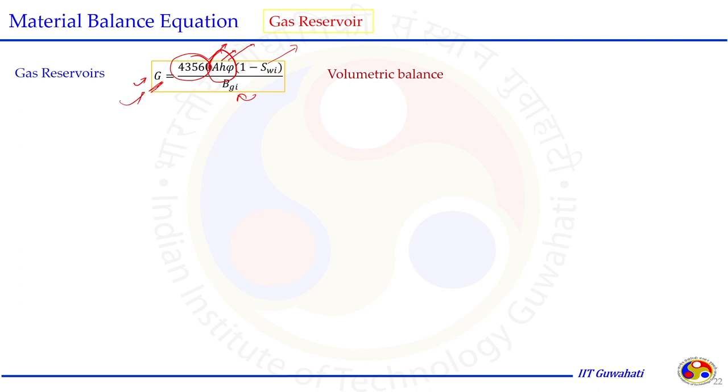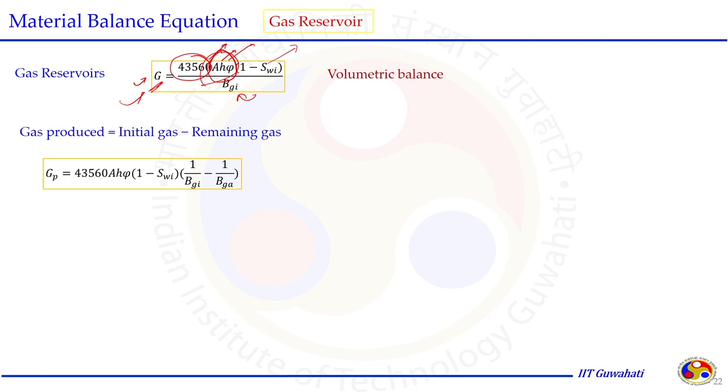So the G value is known from the straight line concept. Now whatever is unknown here can be estimated with the help of this expression. So this concept is similar. Gas produced is equal to initial gas minus remaining gas, and the cumulative gas production can also be expressed with the same expression, where BGI is the initial gas volume formation factor, BGA is the gas volume formation factor at the abandonment conditions. In this case, we consider the BG.